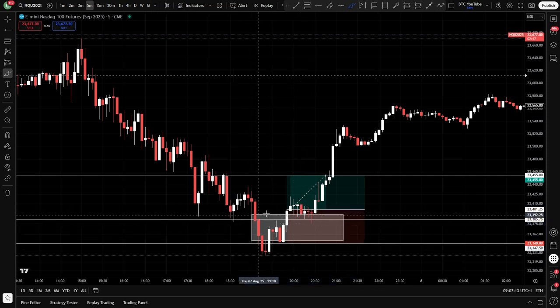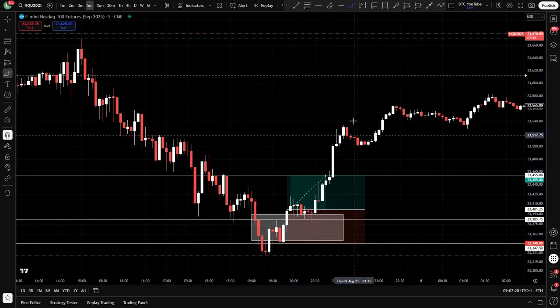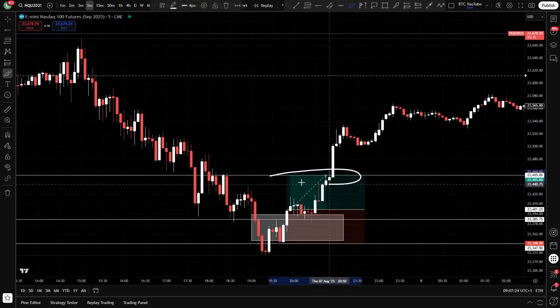We never even closed back inside the fair value gap, which I think says a lot about the strength of this area here, especially after such a big drop. You're probably expecting a retrace. And you can see then we started to move up nicely. We obviously hit the 1-for-1.